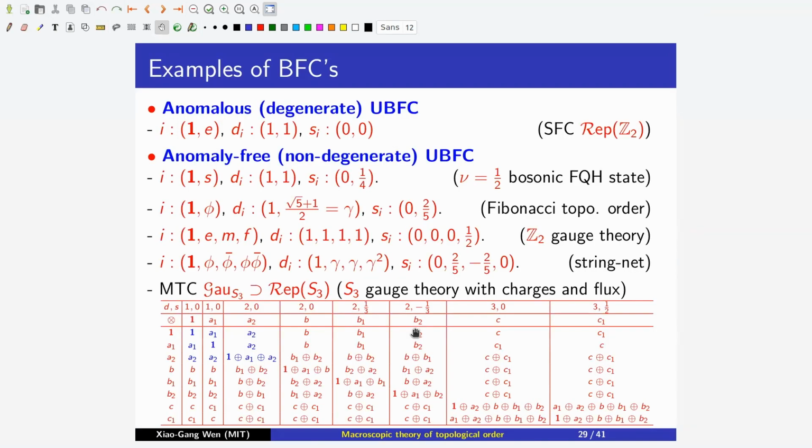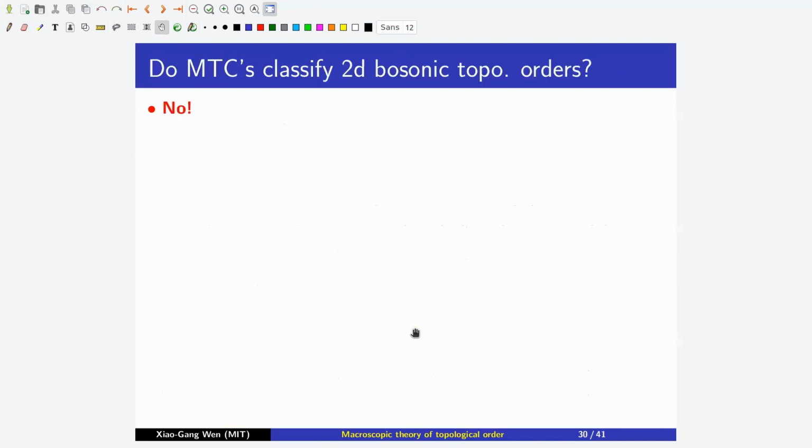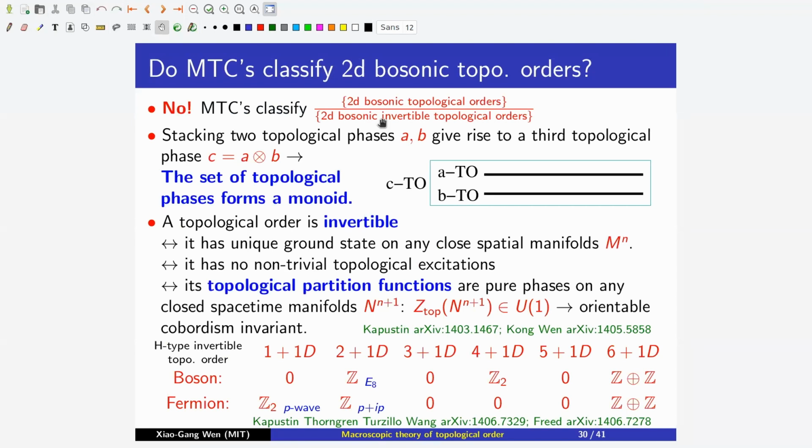But whether this subset of non-degenerate categories is all of them or not? Again, no. That's because there is a certain invertible topological order that this braided fusion category cannot detect.